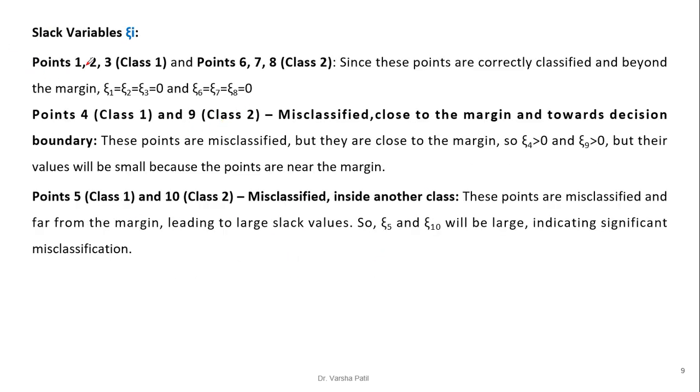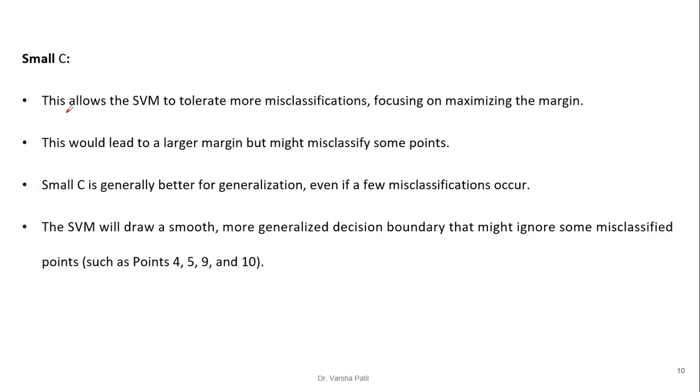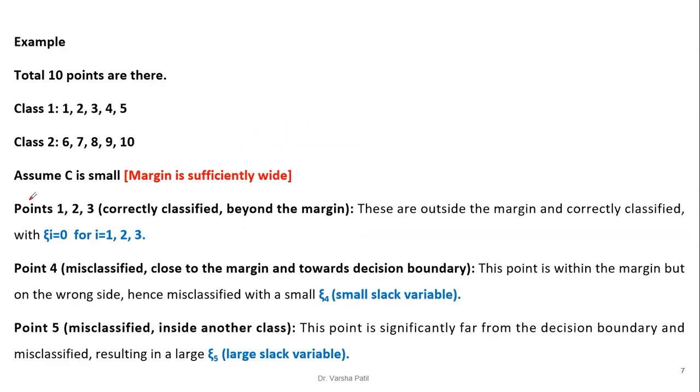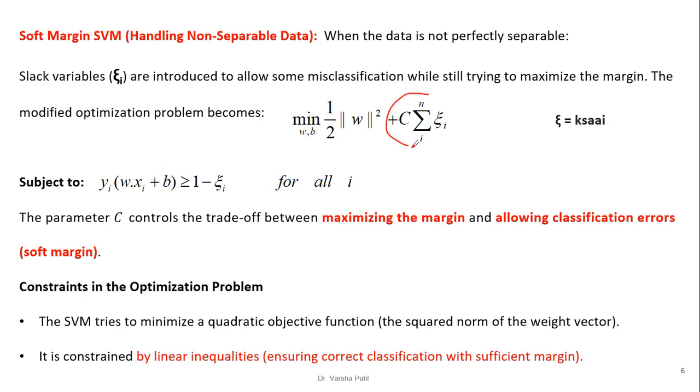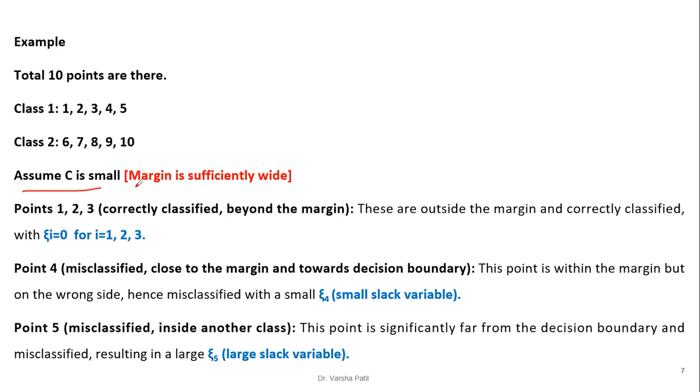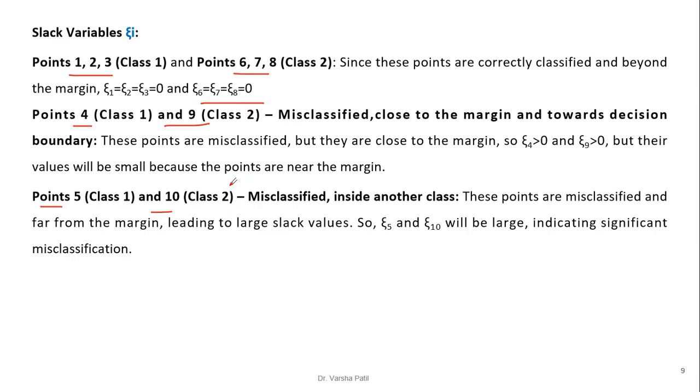Here the conclusion is that for points 1 to 3 and 6, 7, 8 the penalty is zero or low. For 4 and 9 there is a penalty but it is still small. For points 5 and 10, as they cross the other class's boundary, the penalty is high. Now what happens if we take a large C or a small C? Here we assume C is small. When C is small, the penalty does not exceed a particular limit, so we allow the maximum margin, which is sufficiently wide.